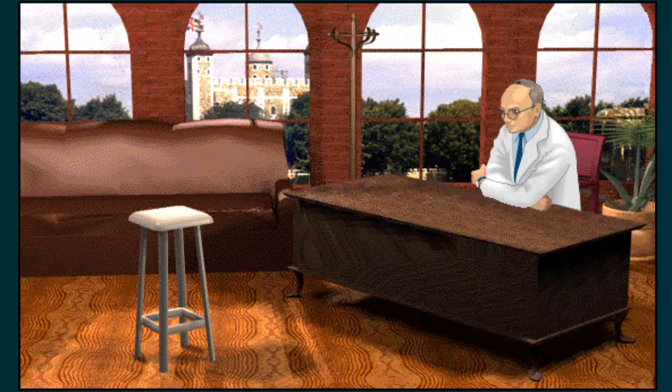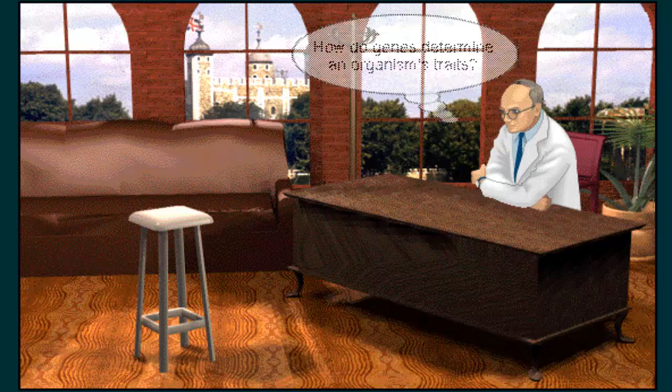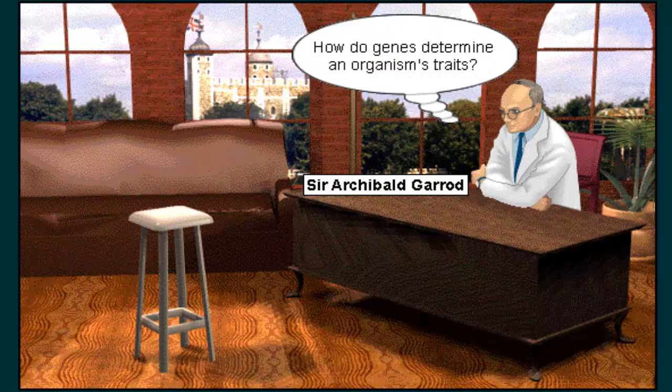The first person to investigate how a gene determines an organism's traits was the English physician, Sir Archibald Garrod. Garrod suggested that genes determined phenotypes through enzymes. Enzymes, as you might recall, speed up chemical reactions within a cell. Garrod supported his hypothesis with his studies of the hereditary disease alkaptonuria.